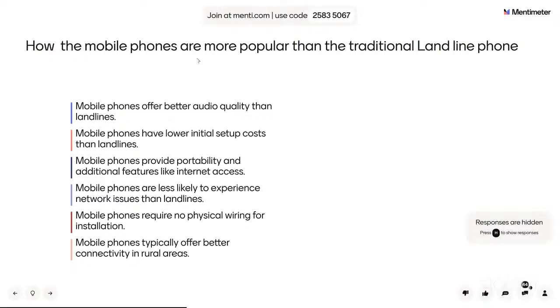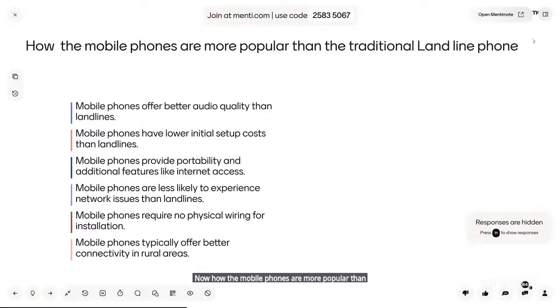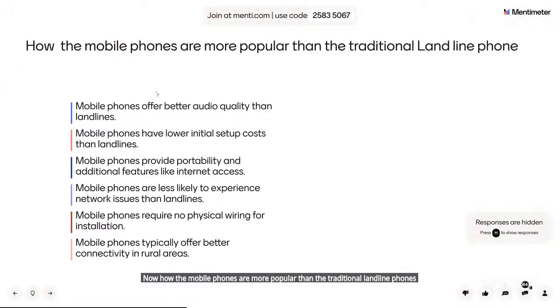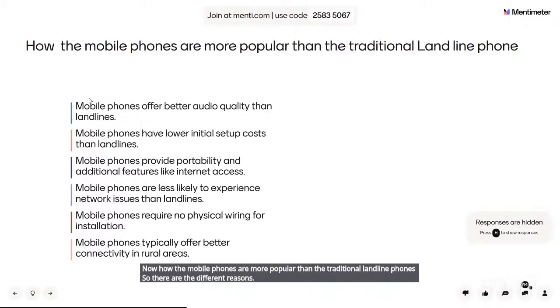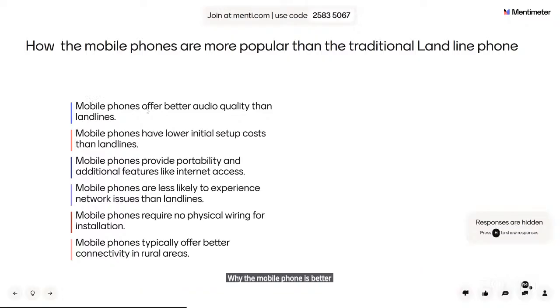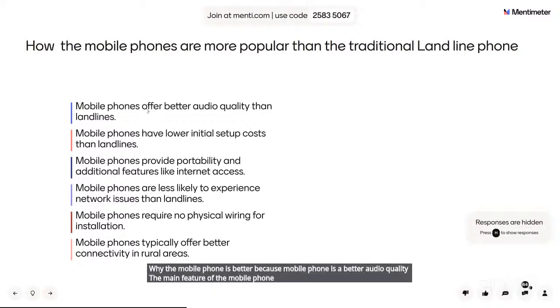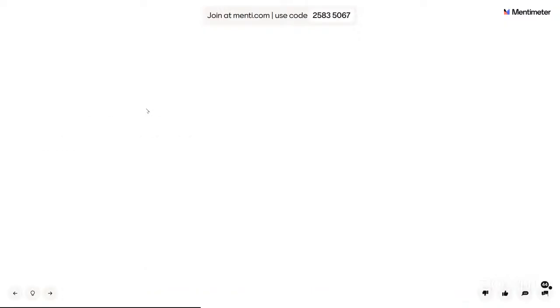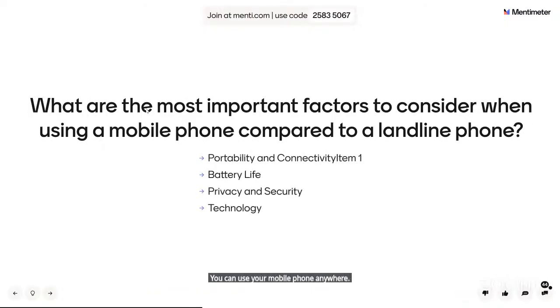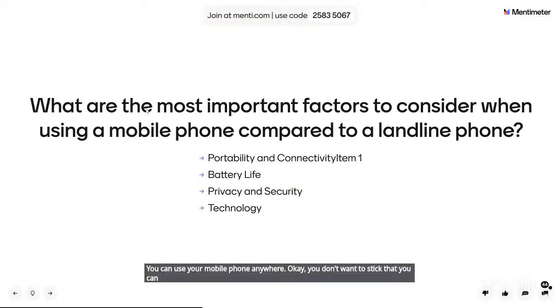Now, how are mobile phones more popular than traditional landline phones? There are different reasons why the mobile phone is better. A mobile phone has better audio quality. The main feature of the mobile phone is mobility. You can use your mobile phone anywhere. You don't have to stick to being at home, or at a place where a traditional phone is connected. So this is the first thing.